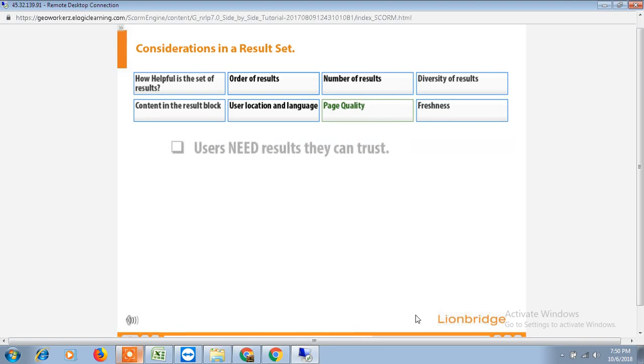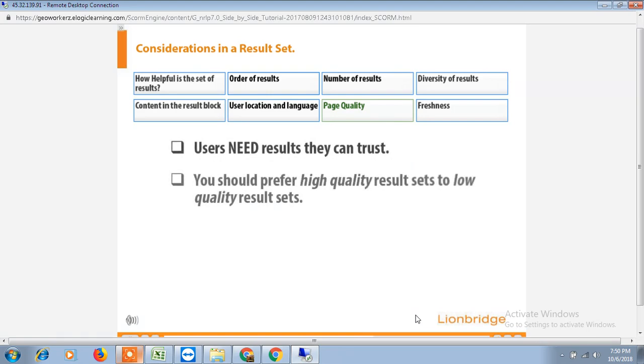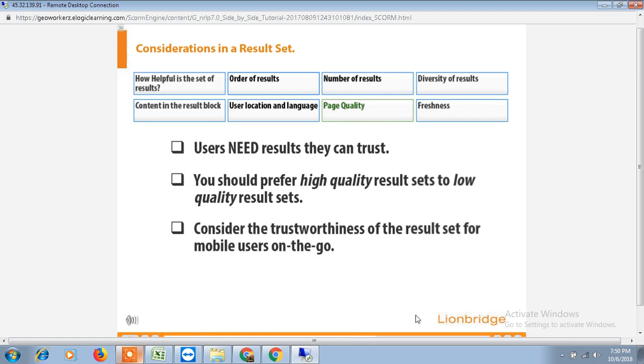Page quality. Users need results they can trust. Therefore, you should prefer high-quality result sets to low-quality result sets. Think about the trustworthiness of the result for mobile users on the go, and also evaluate which result set is more trustworthy.